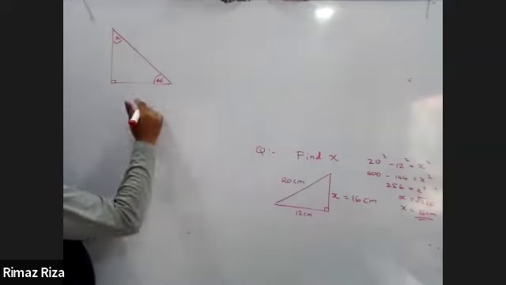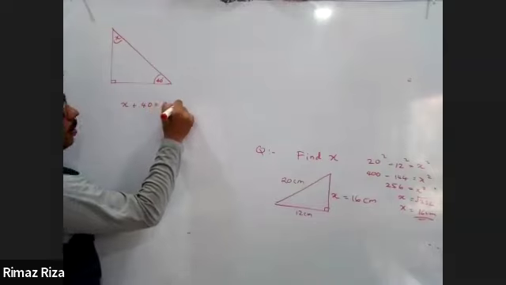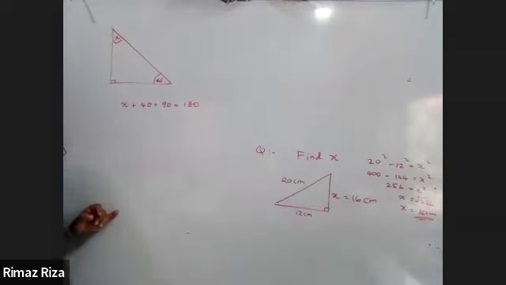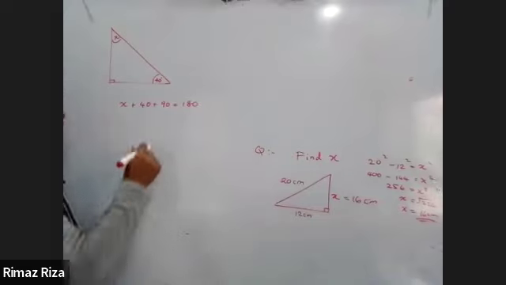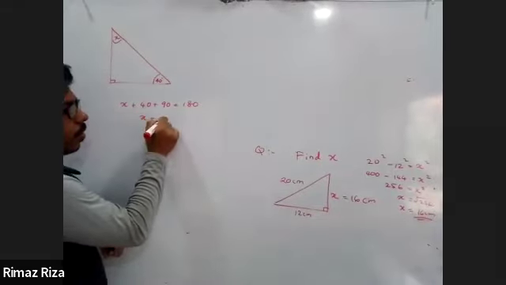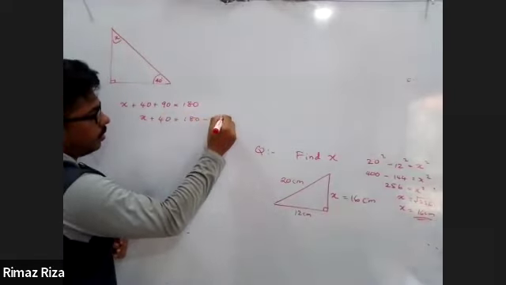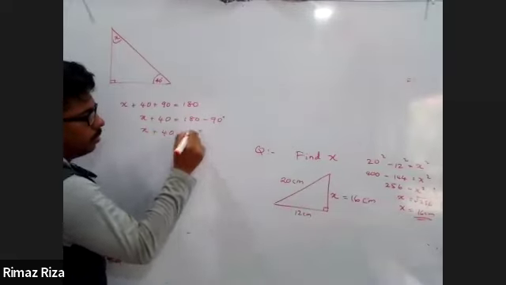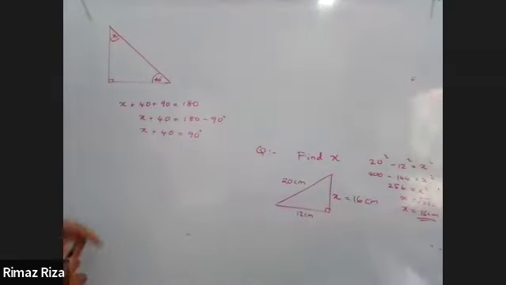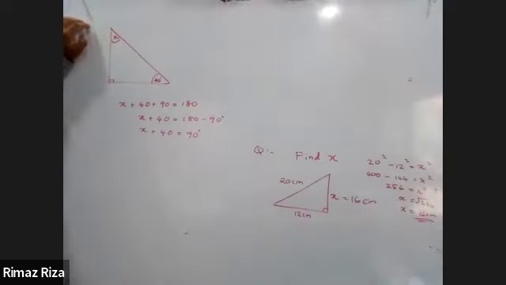So here, how we find: x plus 40 plus 90 is equal to 180, the sum of total internal angles. Today only we did know. Yes. Okay. So x plus 40 is equal to 180 minus 90. So x plus 40 is equal to 90. Now this is a triangle. So therefore total internal angle is 180.